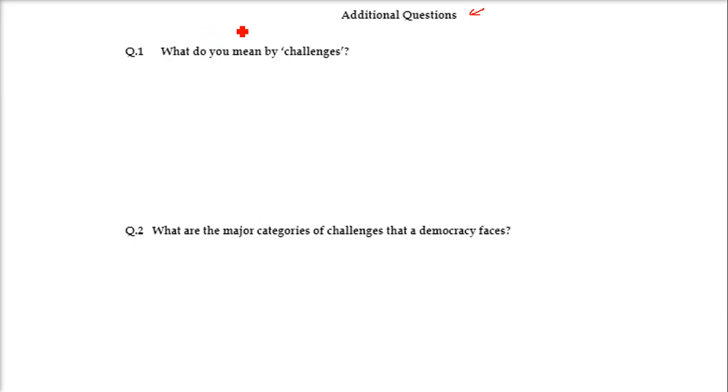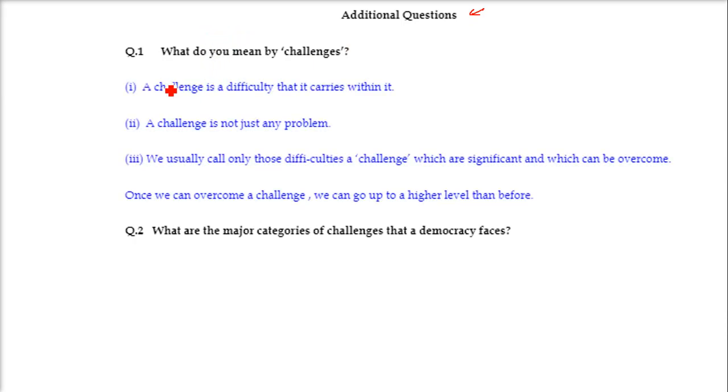What do you mean by challenges? Chunauti. So a challenge is a difficulty that it carries within it. A challenge is not just any problem. We usually call only those difficulties a challenge which are significant and which can be overcome.